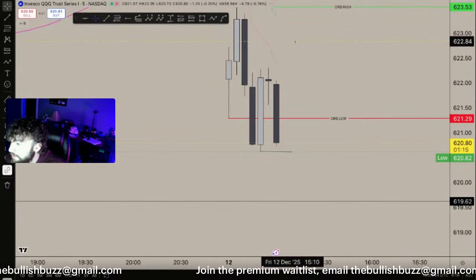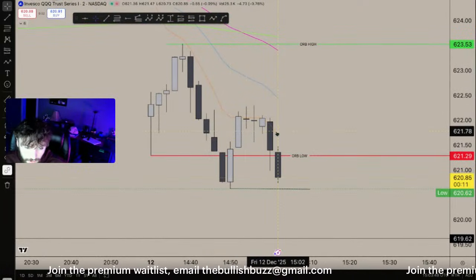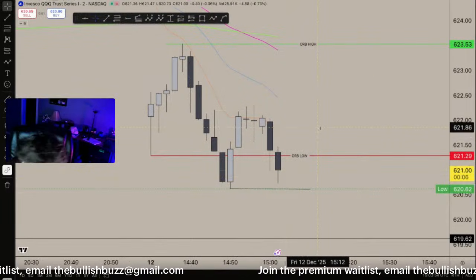So look, here's another EMA lesson right here. Look, we're respecting the 9 EMA. This looks really good. Now, the next time we come up to the 9 EMA, we should see a little bit of respect. Put a little respect on its name.